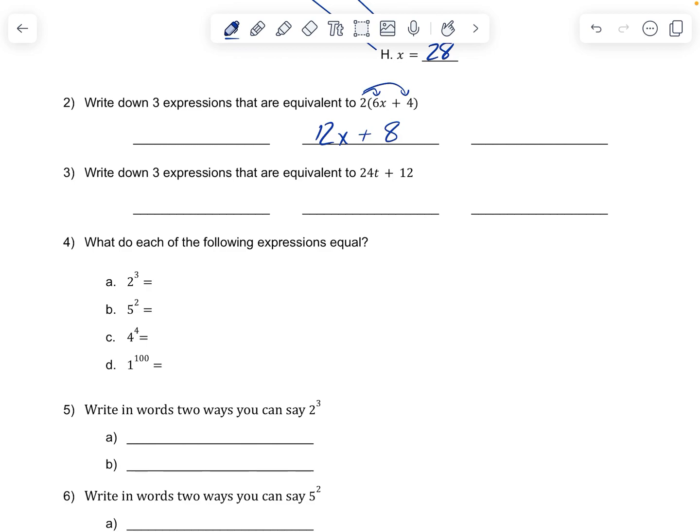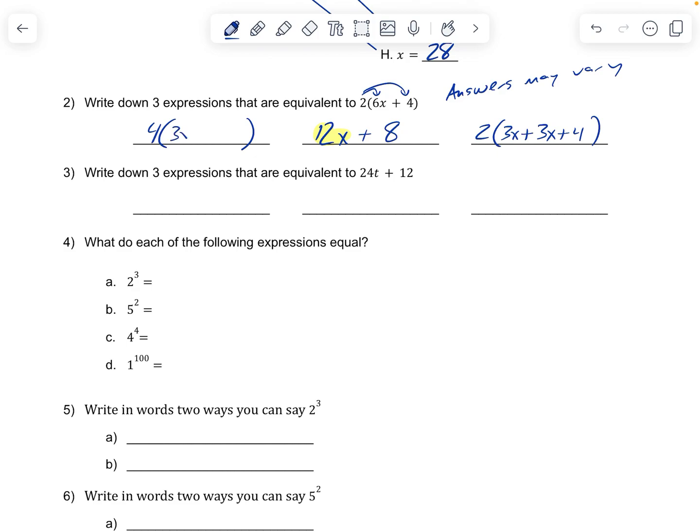The other ones, really, answers may vary. You could come up with a lot. Here's a couple more examples. I could change this to 2, and instead of 6x plus 4 in there, I could have broken the 6x up into 3x plus 4. So that would work. I could also look, and instead of putting the 2 on the outside of the parentheses, I could have put a 4. And then think, okay, 4 times what would give me this 12x?